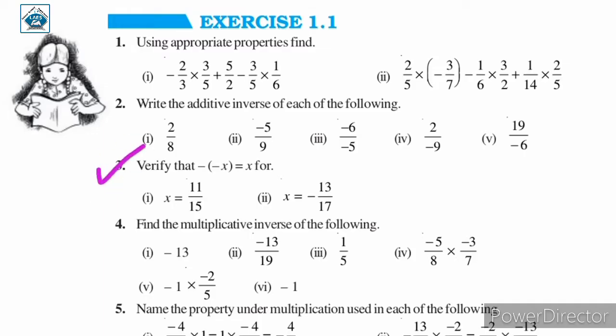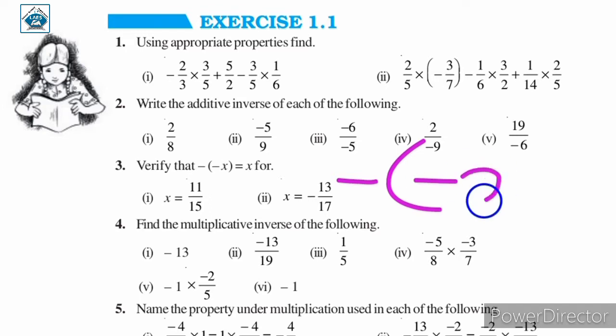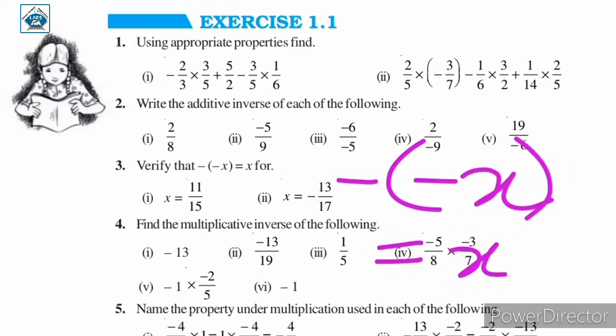Question number 3. Verify that minus of minus x is equal to x for x is equal to 11 upon 15. Second, x is equal to minus 13 upon 17. So in this question, we need to verify that the negative of negative x will be equal to x itself. So let us see the solution.